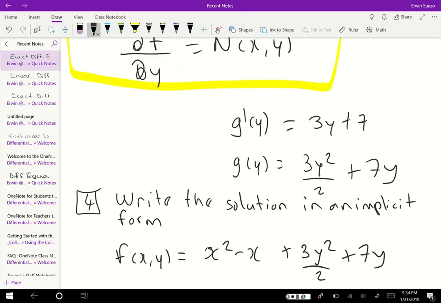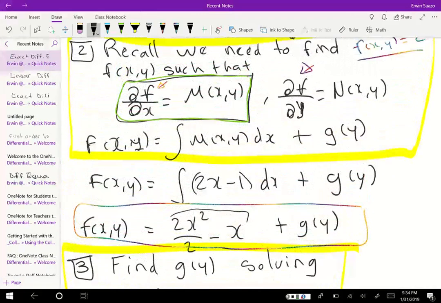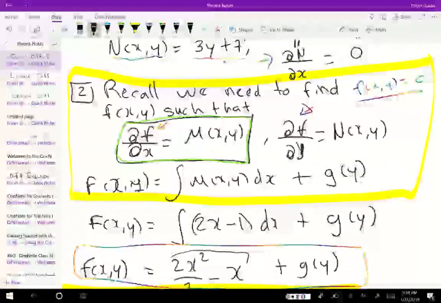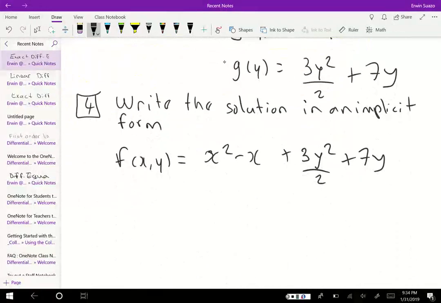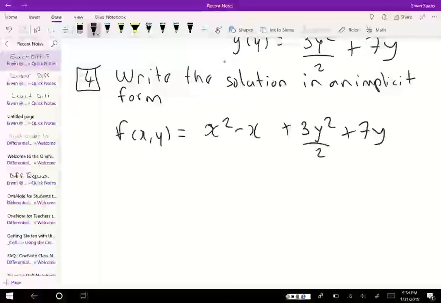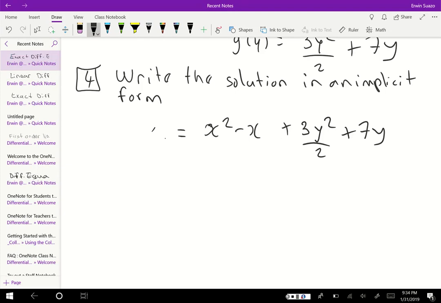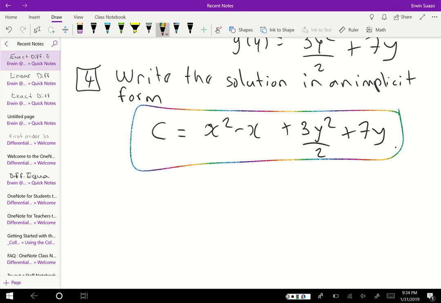Because as we said, we're looking for this: f of xy equals a constant, okay? Because this is the path that the particle is going to follow. So really, writing the solution in an implicit form means writing it like that. The whole expression will be equal to a constant. So now that's my solution. Okay, so let me mark it like this. This is my solution.